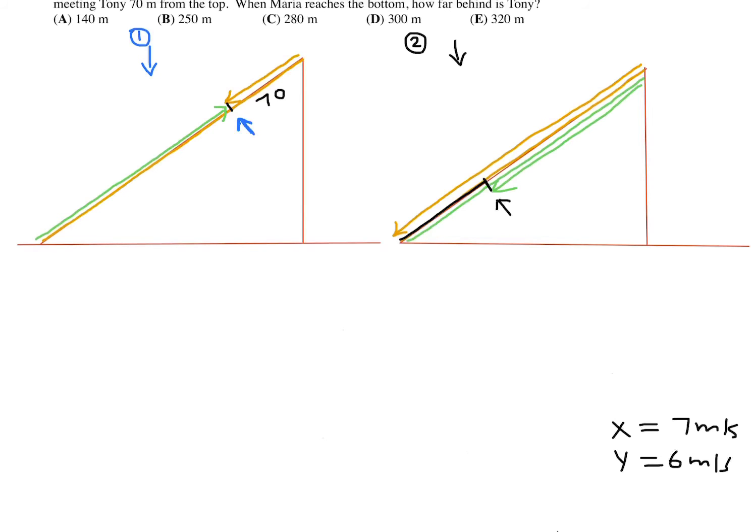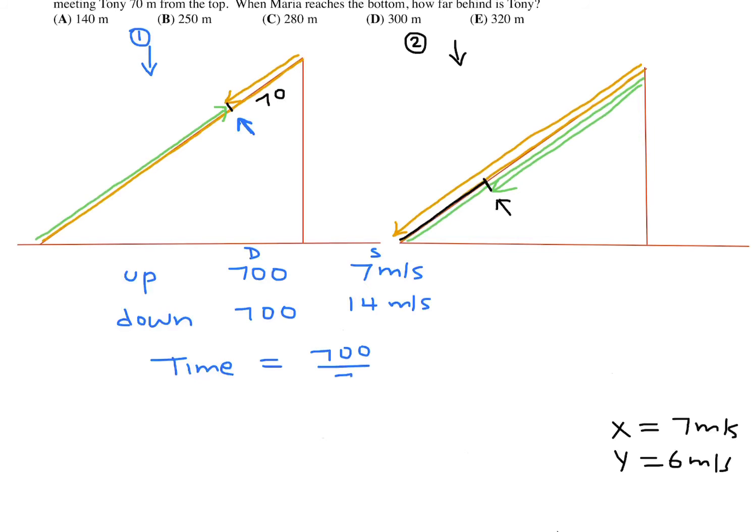So when Maria went up the hill, she has a speed of 7 meters per second, and her distance is 700 meters. When she went down the hill, all the way down to the bottom, 700, same distance, but her speed is double, remember. When she goes down the hill, it's double. So this is distance, this is speed. So we have to figure out her total time, going all the way up, going all the way down. Well, time, if you remember, was distance over speed. So going up, it's 700 over 7 plus 700 over 14 for when she goes back down.